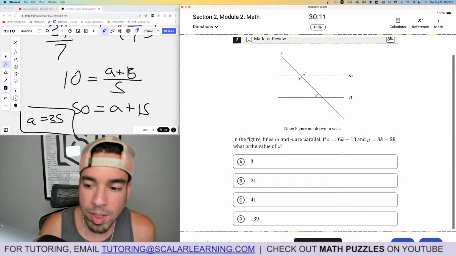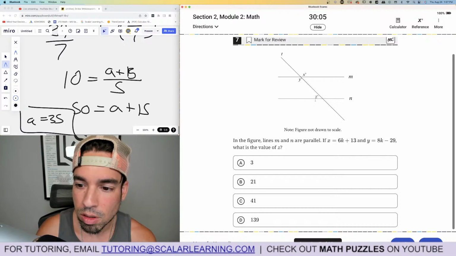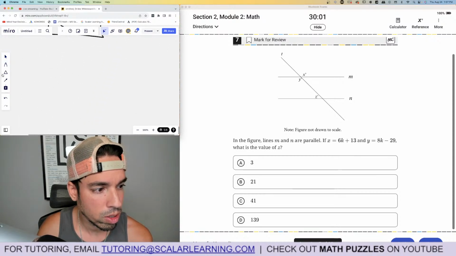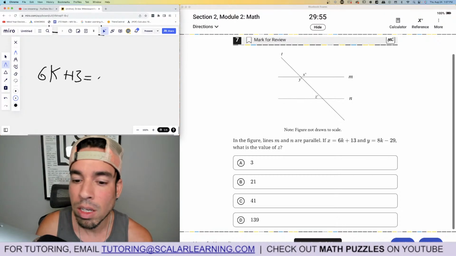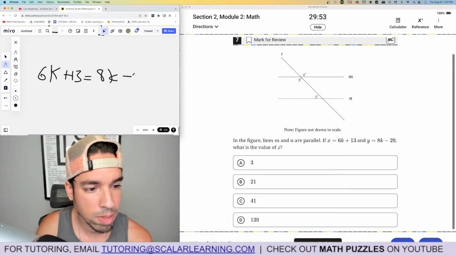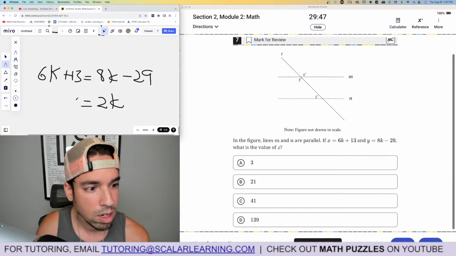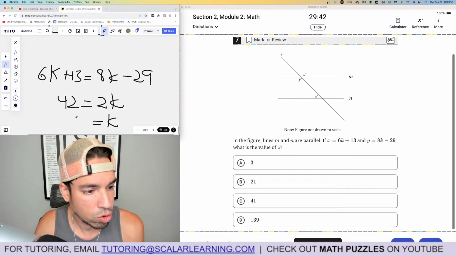In the figure, lines m and n are parallel. If x equals this, y equals this, what is the value of z? Okay, so the relationship between x and y is that they're equal because they are vertical angles, right? So that means I can set them equal to each other and solve for k. 6k plus 13 equals 8k minus 29. Subtract 6k from both sides, we got 2k. Add 29 to both sides, and we got 42. Divide by 2, and we got k equals 21.